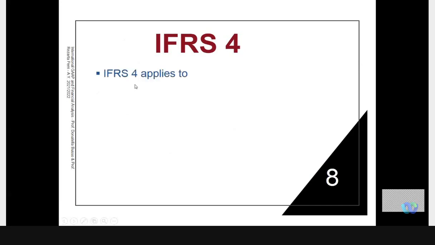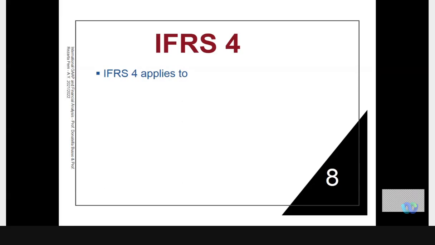Okay. Now, we know that insurance contracts are related to future events that are uncertain about whether they will happen, about the timing, and about the amount of money that will be needed to be paid by the insurance companies. Now we go into the details of the two standards themselves.